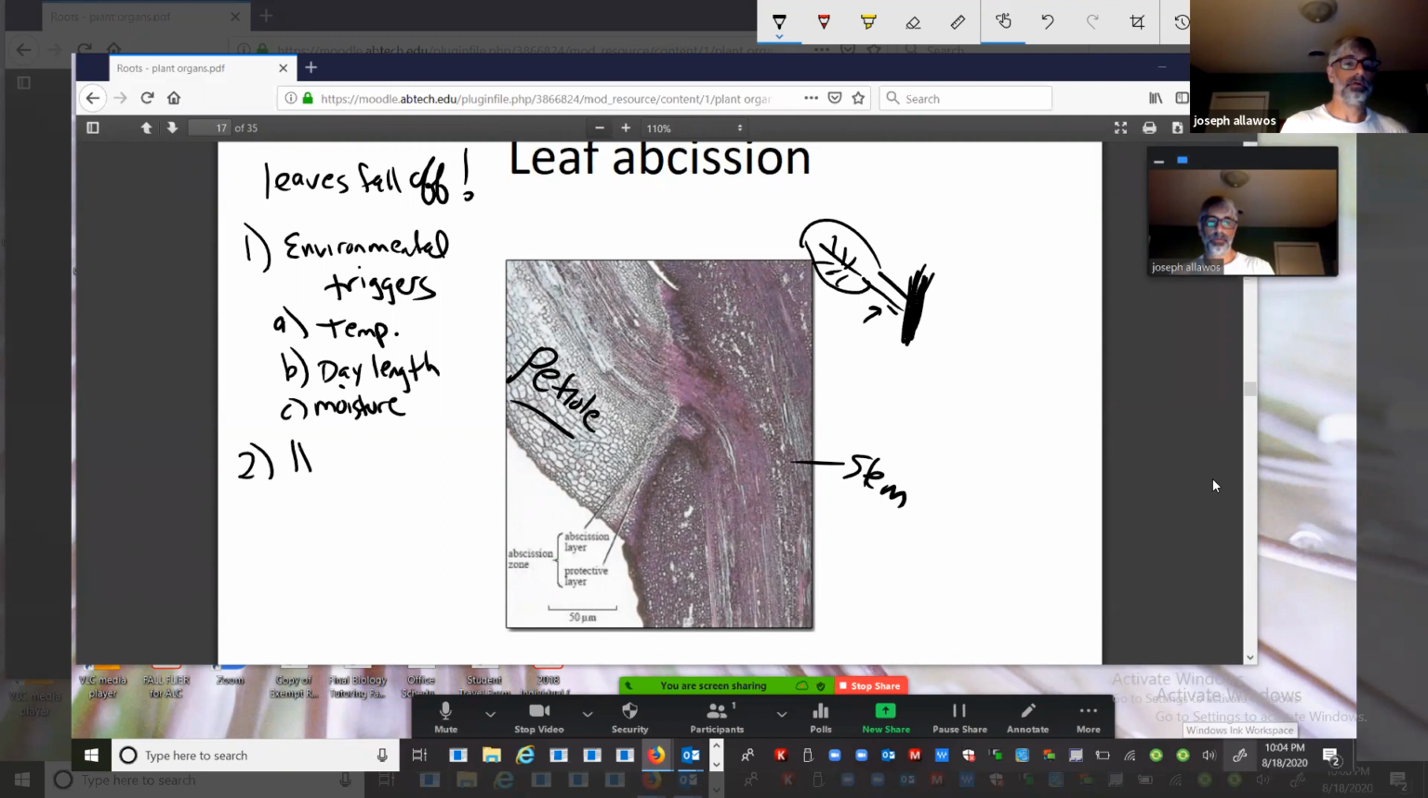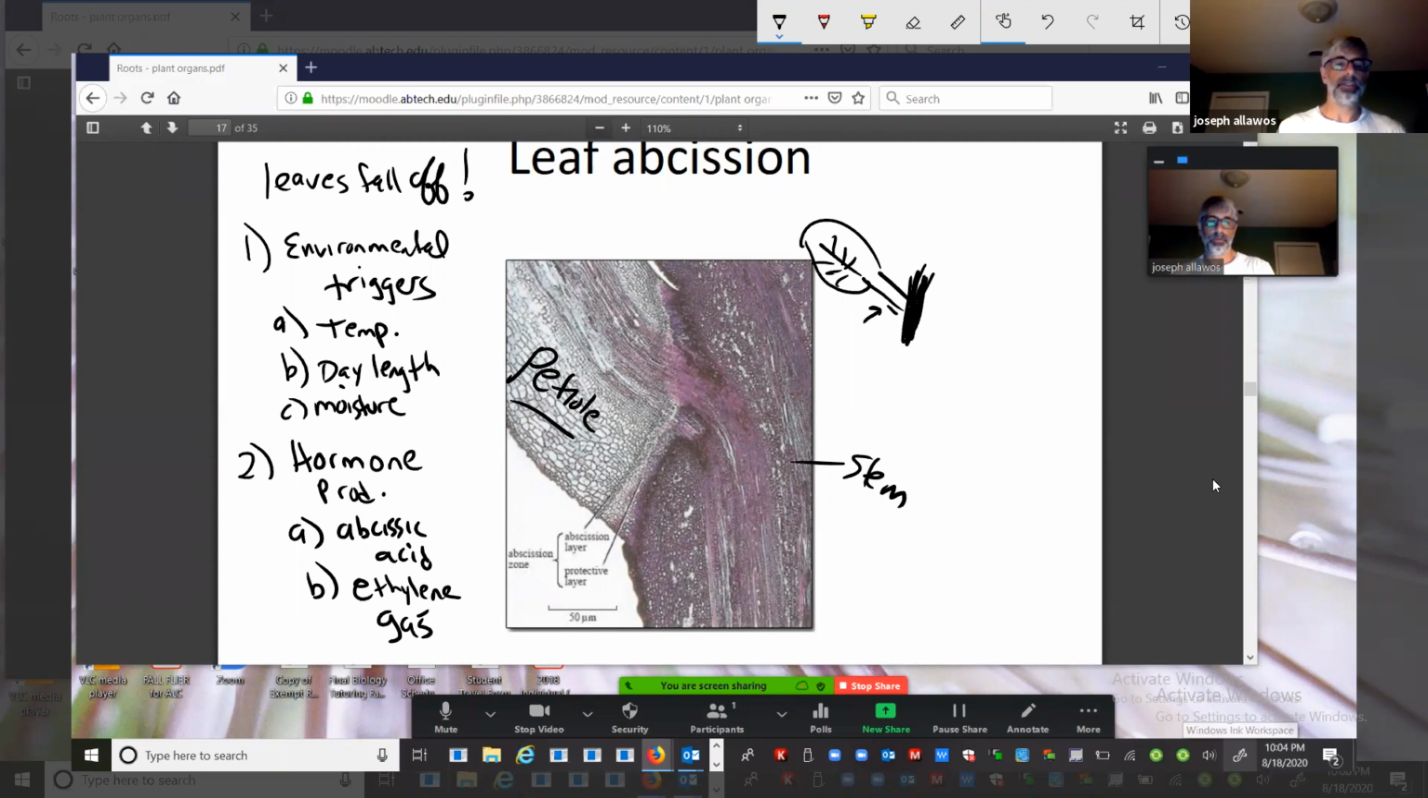Well, what then happens in response to these environmental triggers is hormone production in the plant. Abscisic acid is a hormone that's produced. There's also one called ethylene gas. Abscisic acid, as the name implies, causes leaf abscission. It causes this abscission process to occur that we're about to talk about now.